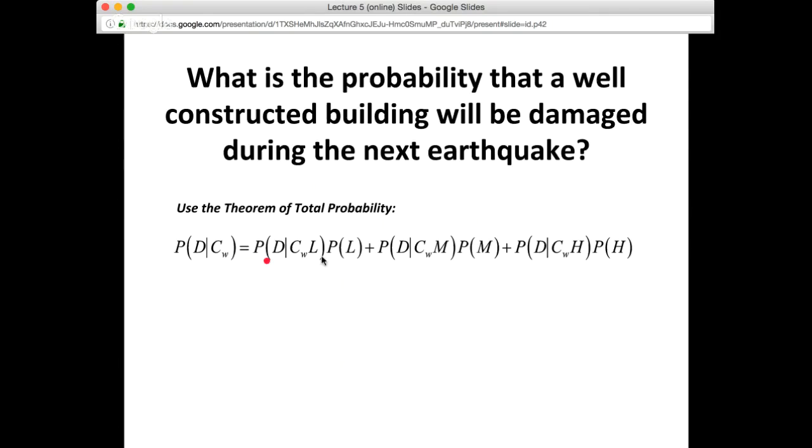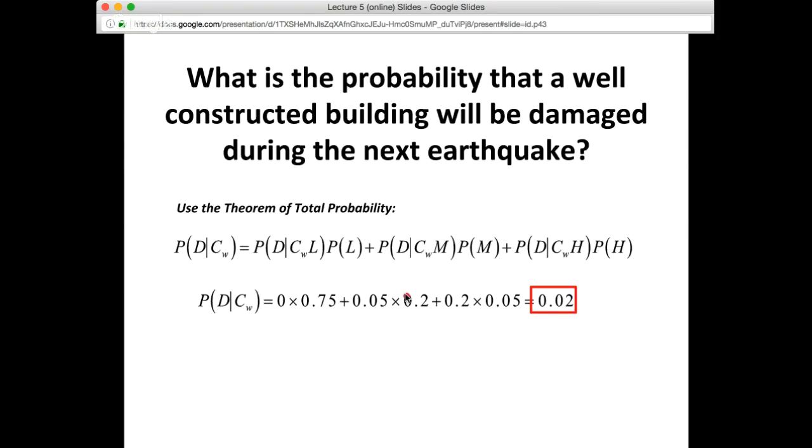And that's going to depend on whether there's a low, medium, or high intensity earthquake, right? So we're not given any of that information. We just want to know if there's an earthquake, what is the probability there'll be damage if the building is well constructed? And so we have to use the theorem of total probability, which allows us to write this as the probability that the building will be damaged conditioned on a low intensity earthquake times the probability of a low intensity earthquake plus the same thing for medium and high intensity earthquakes.